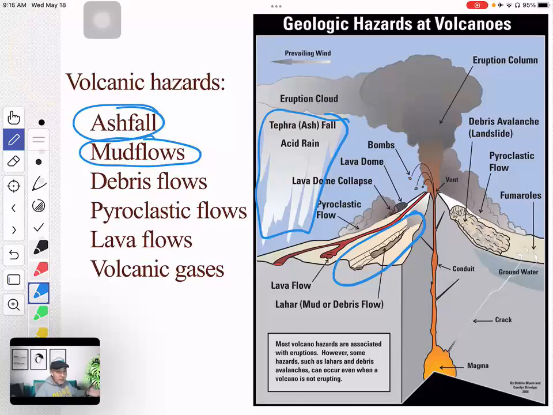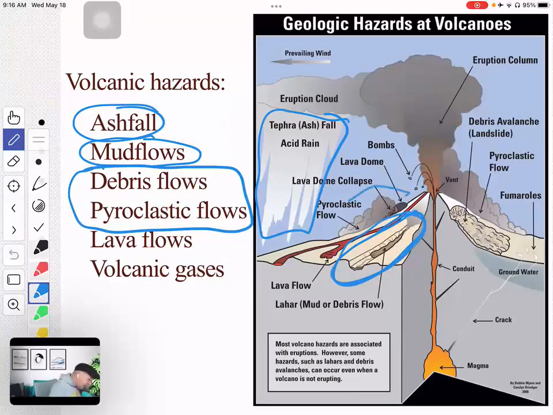Okay. Then we have what's called a debris flow, which is not as fluid as a mud flow, but it also carries a lot of material with it. It could be trees, it could be rocks, but it doesn't move as fast as a mud flow. Okay, but it behaves very much like a mud flow.